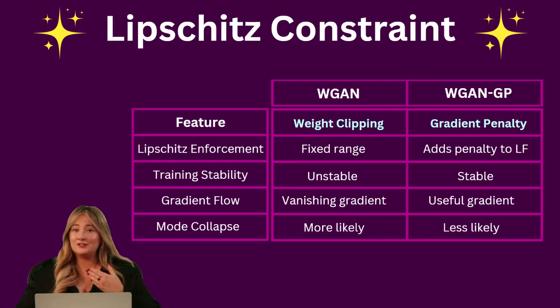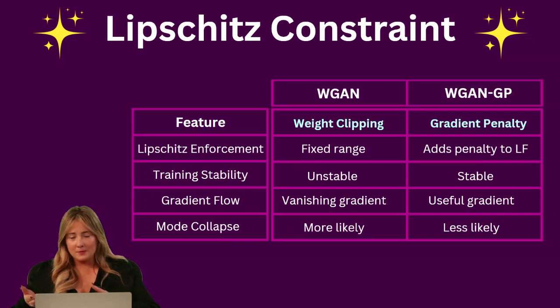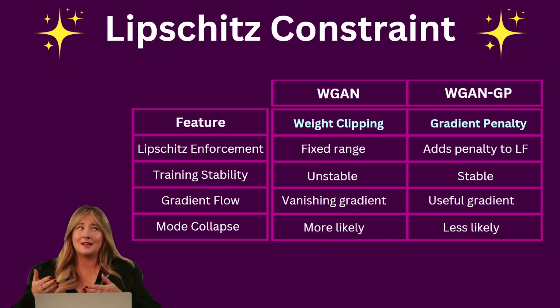Now, there's obviously a WGAN and there's a WGAN-GP. What's the difference? It's just the Lipschitz constraint that's enforced. And the Lipschitz constraint is basically just how we smooth the gradients. So with a WGAN, it uses weight clipping. The WGAN-GP obviously uses a gradient penalty. Gradient penalty is just more stable and leads to less mode collapse.